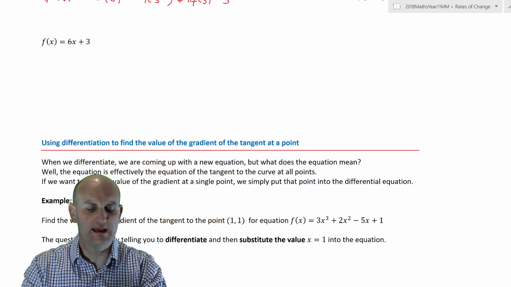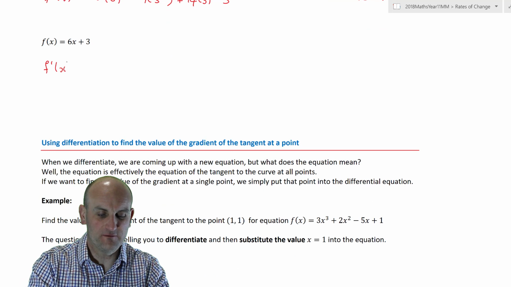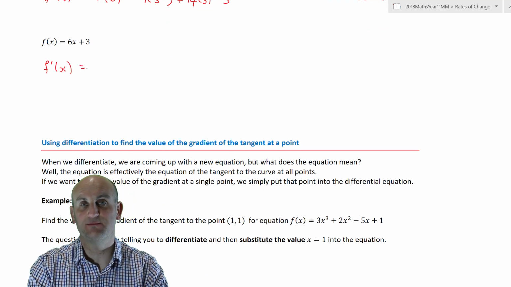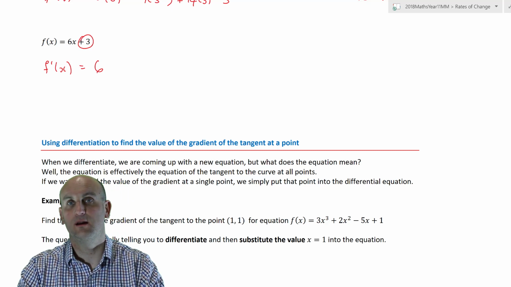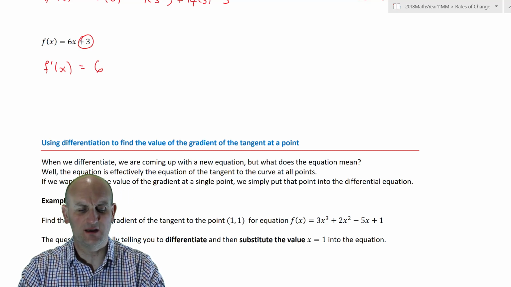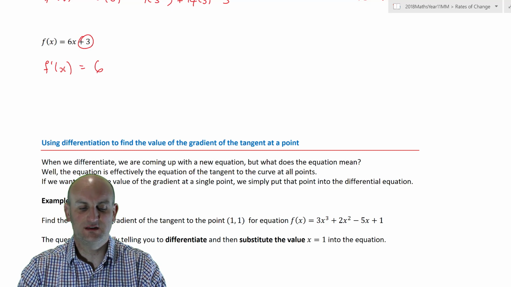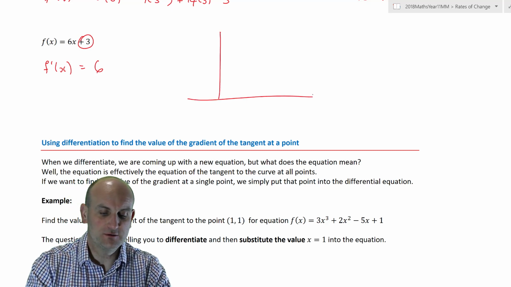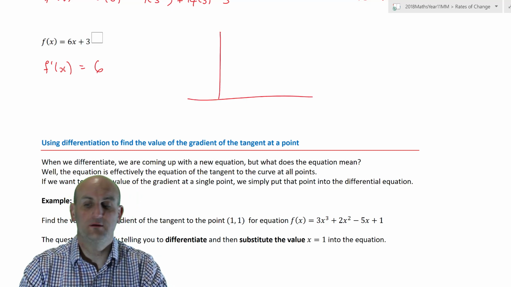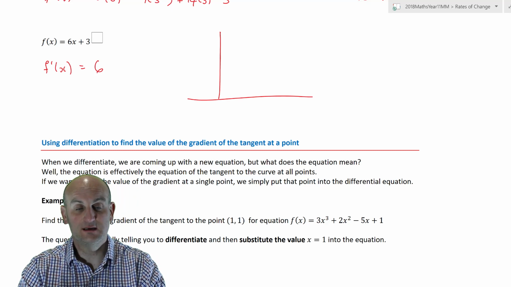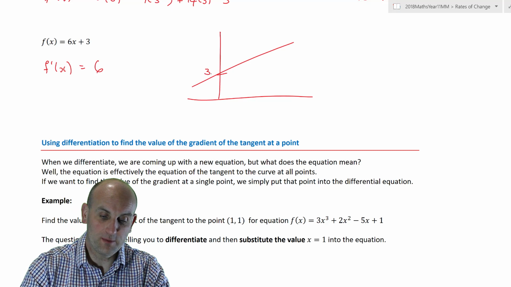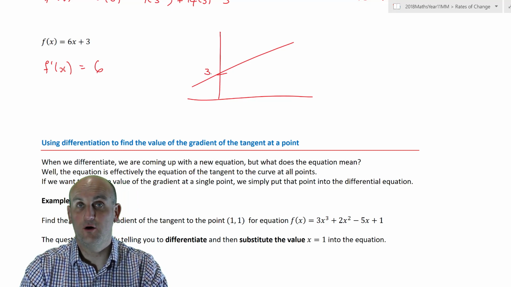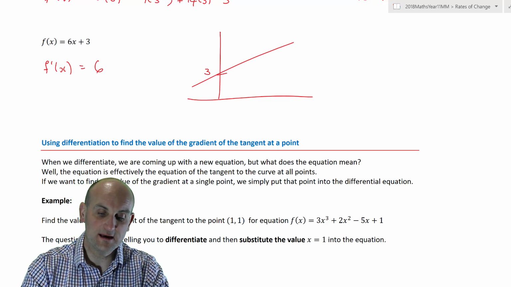Now, again, this one's really easy. I threw this in as a bit of a curveball, but 6x plus 3, well, 6x becomes 6, and thereby the gradient, or that last number, disappears. Now, a lot of people say, well, what does that f dash of x of 6 mean? Go back to my original function. If we look at this, what was it? Yep, it was a straight line, 6x plus 3, which means it's effectively going through there. It's going to go through plus 3, and it has a gradient of 6.